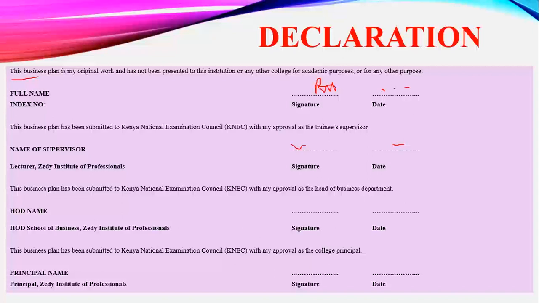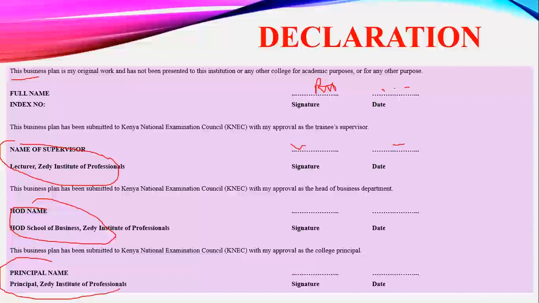So the declaration page may change depending on the institution that you're studying at, or depending maybe on the guideline that you've been given, and depending on the number of persons that are verifying the document before it is submitted. As you can see here, in this particular case, there are three people who are verifying this document before it is submitted. There is a supervisor, there is a head of department in the business school, and also there is a principal of the college or the institution that is included there.